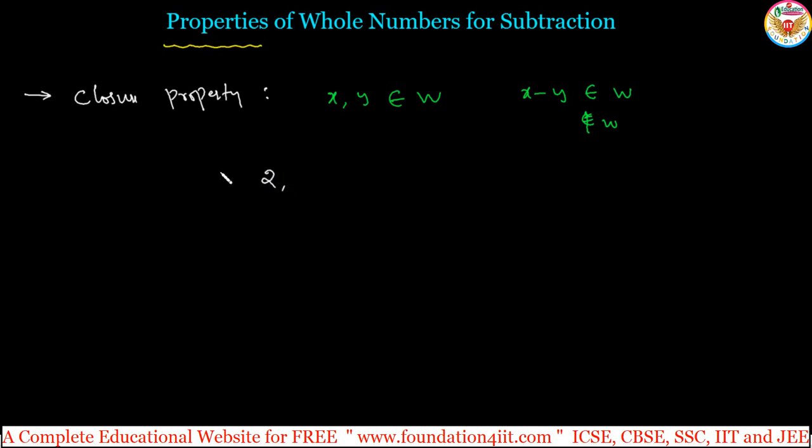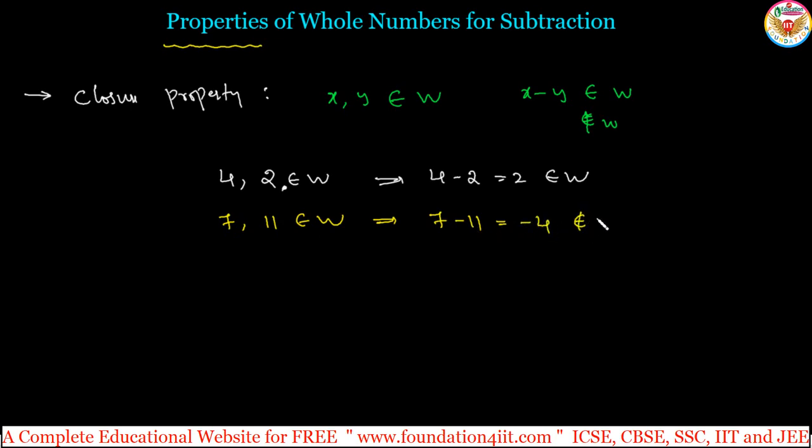We know that 4, 2 belong to whole numbers. From this, 4 minus 2 is equal to 2. This also is a whole number. Or else, 7 and 11 are whole numbers. From this, 7 minus 11 is minus 4, but it does not belong to the whole numbers. That means one thing we can conclude: if x and y are two whole numbers, then x minus y is not necessarily a whole number. So the whole numbers are not closed for subtraction. The closure property does not exist for subtraction.